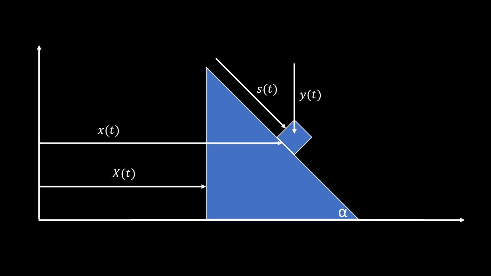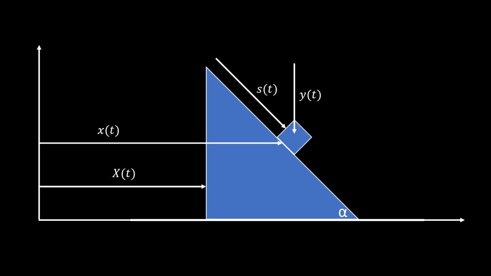Let us denote by the capital X of t the horizontal position of the wedge's base, measured from a fixed origin on the ground. This function describes how the wedge evolves in time as it slides freely along the horizontal axis. The block slides down the inclined surface. Its position along the slope is given by lowercase s of t, a scalar function measuring the displacement relative to the wedge itself. However, since the wedge is not stationary, we must express the absolute position of the block in the inertial frame. To that end, we define the lowercase x of t and the lowercase y of t as the Cartesian coordinates of the block with respect to the ground.